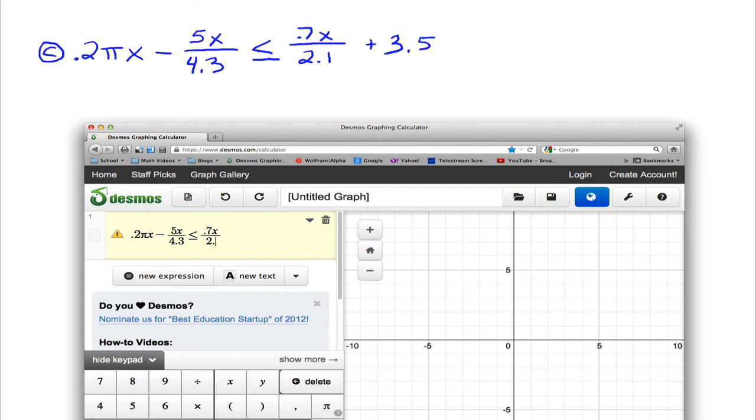0.7x divided by 2.1 plus 3.5. And notice it doesn't give you anything. So Desmos is not going to give you the answers to an inequality. It will for the equation, but it will not for the inequality. So we need to go to Wolfram Alpha for this. Let's try Wolfram.